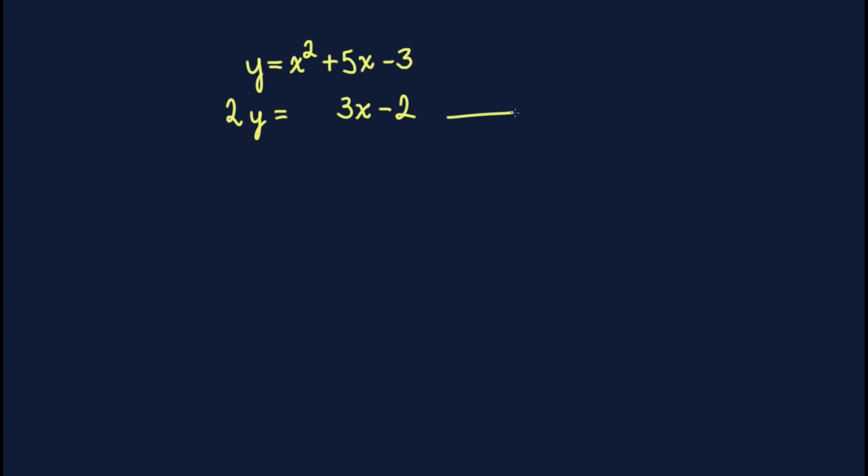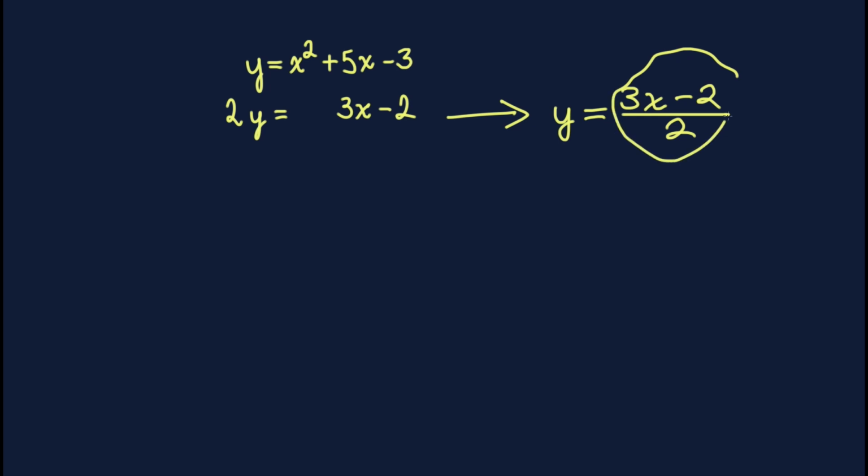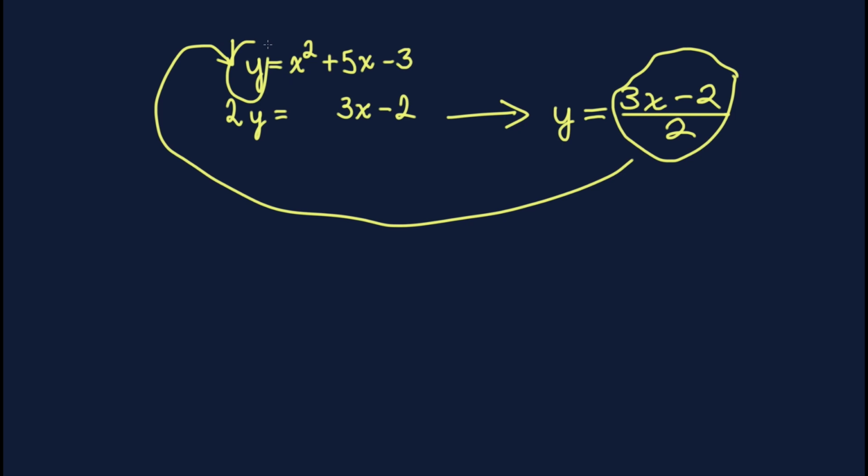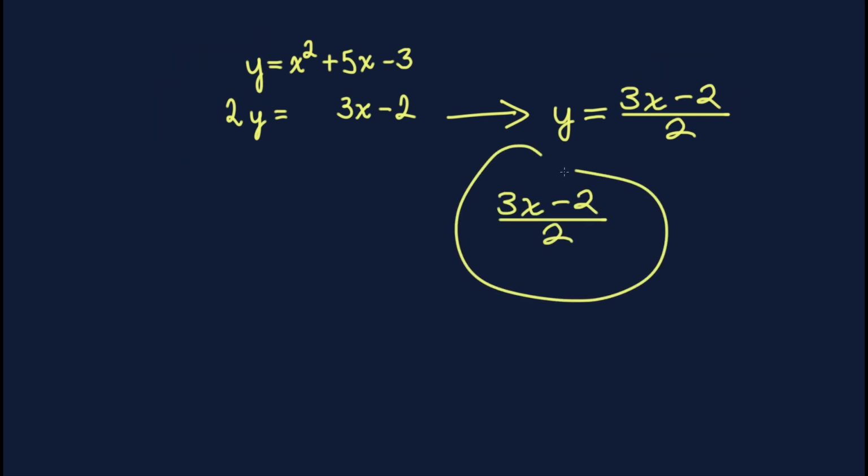So let's take the second equation. And we want only y, not 2y. So we get this. We divided both sides of the equation by 2. And now we're going to take this part here and put it into the first equation instead of this y. So this is our y, and it is equal to this here.